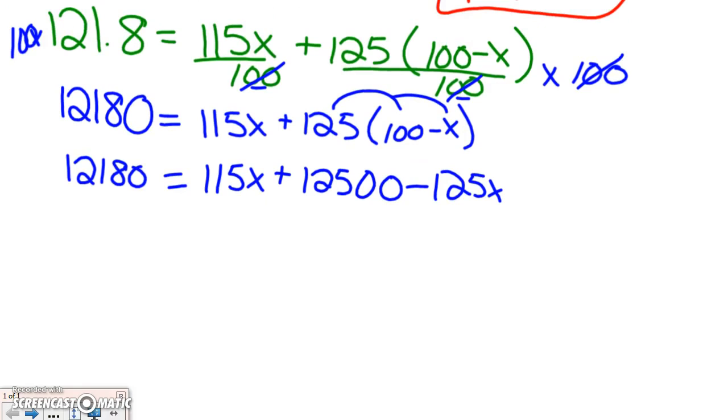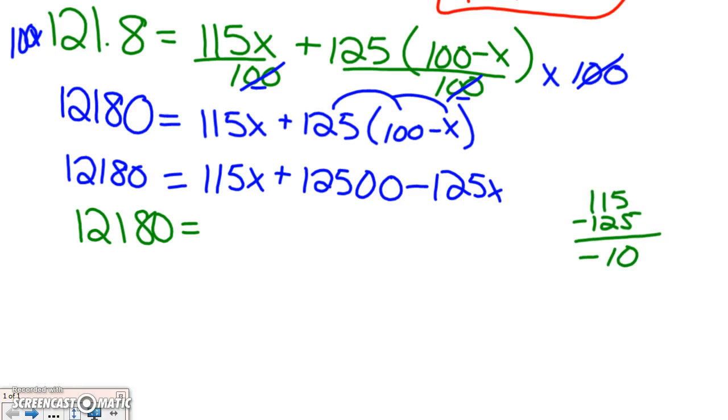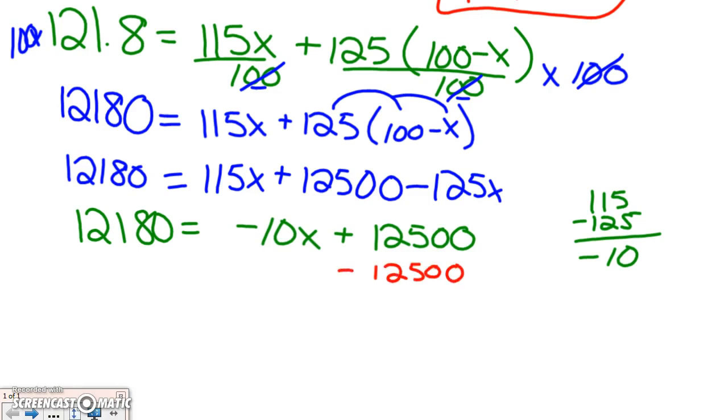So I am going to combine my like terms. So we're going to keep this number. Now I have 115x minus 125x. So off to the side I have 115 minus 125. I know that that's going to be negative 10. So I have negative 10x plus 12,500. Next, I'm going to subtract this 12,500 from both sides.